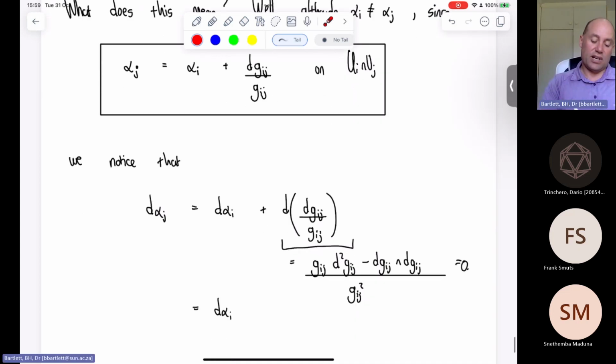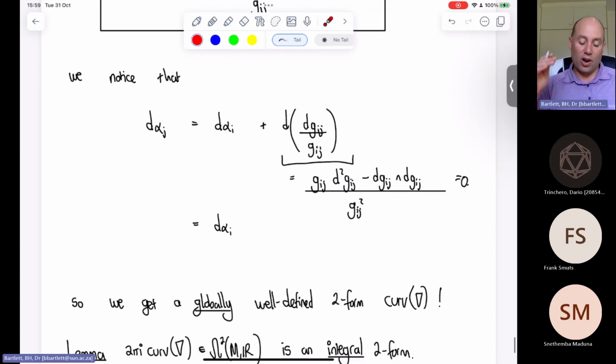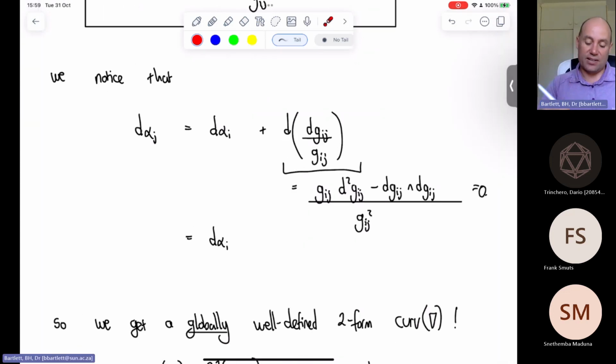So d alpha j equals d alpha I. So that means I can define a globally well-defined two form by just taking the d of alpha I. So it's a two form. To tell you what a two form is, I just have to tell you what it is on each open set, as long as the rule that I'm giving to you is consistent on intersections.